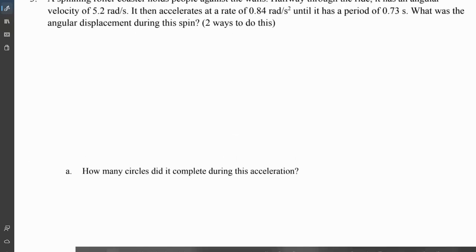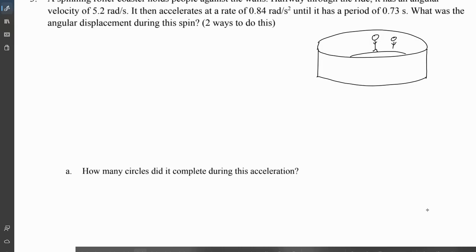One more problem for you. We just have problem 3. We have a spinning roller coaster holding people against the walls. By the way, this roller coaster, I don't think there's one in Colorado anywhere. At least I haven't seen one. But the premise is you have people, and that's kind of like the floor. You have people standing along the sides.